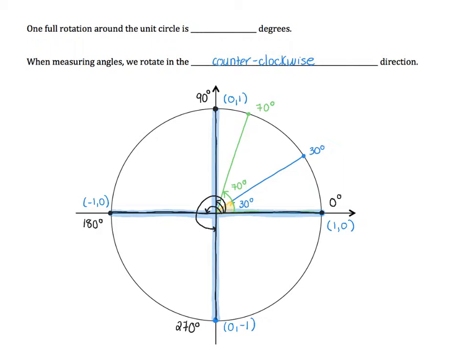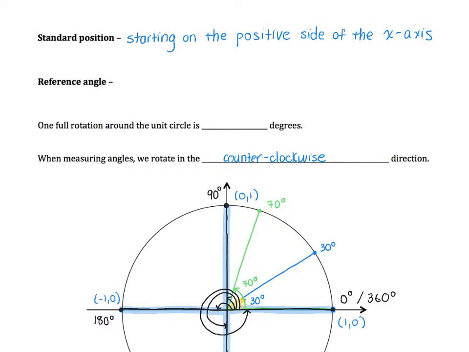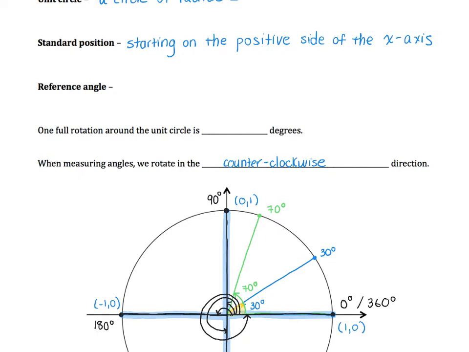And if we start from standard position and rotate all the way around, one full rotation around the circle, hopefully we remember from geometry that that's a full 360 degrees. So this point here at 0 degrees, if we have rotated none, that could be 0 degrees, or if we've done one full rotation, it could also be 360 degrees. So while we're at it, let's just go ahead and fill this in here. One full rotation around the unit circle is 360 degrees.